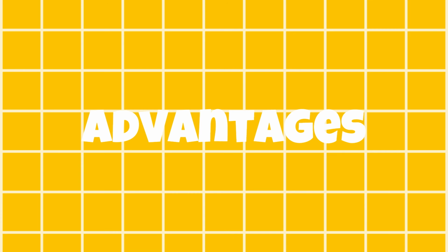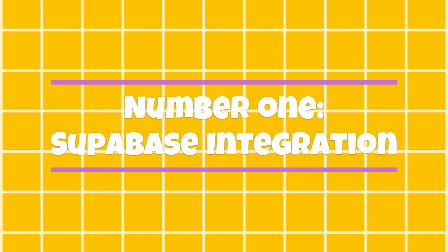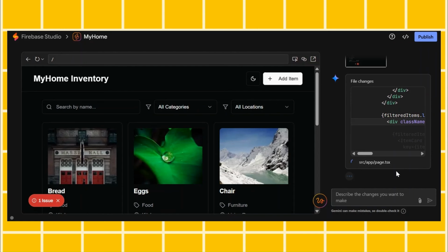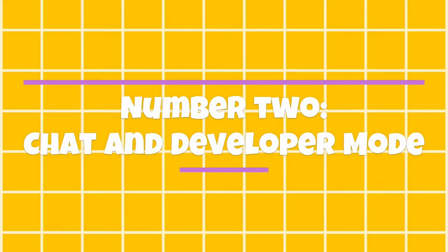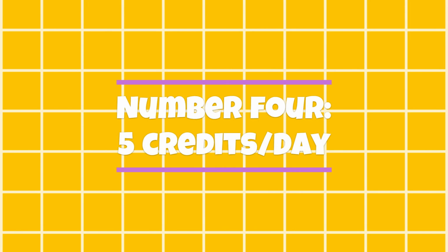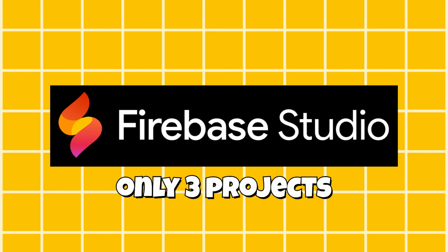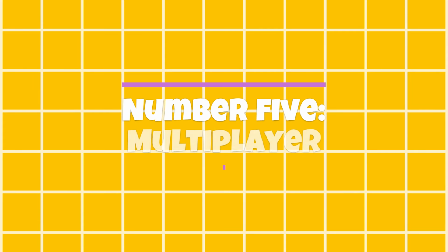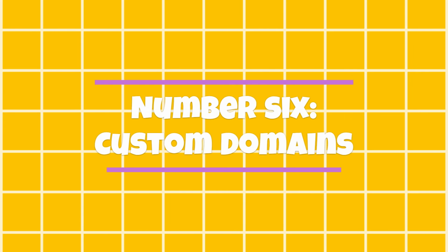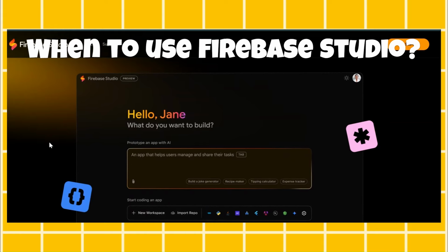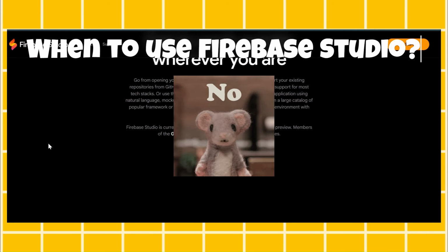Let's quickly go through the advantages of Lovable. Number 1. Supabase integration for authentication and storage. But Firebase Studio also offers Firebase integration. Number 2. Separate chat and developer mode, which comes handy in many situations. Number 3. Security scan. Number 4. Lovable offers 5 credits daily, whereas in Firebase Studio, we are limited to only 3 projects in the free plan. Number 5. Multiplayer. And number 6. Custom domains. Though Lovable offers various features, a common user like me may not need them all.